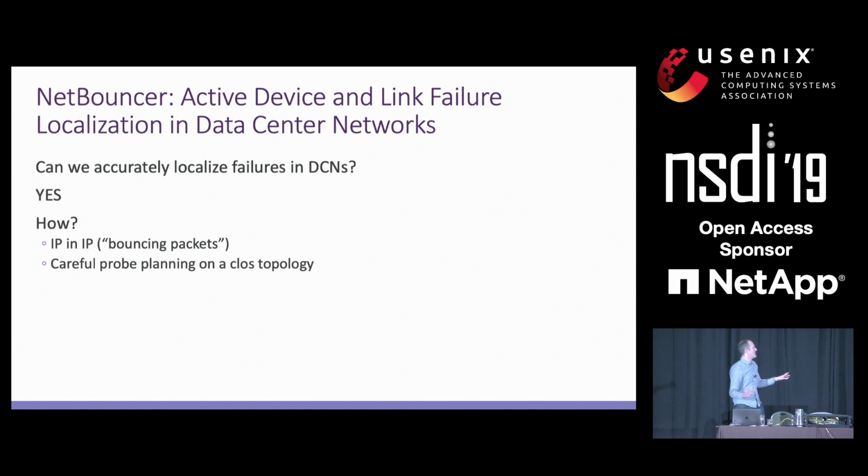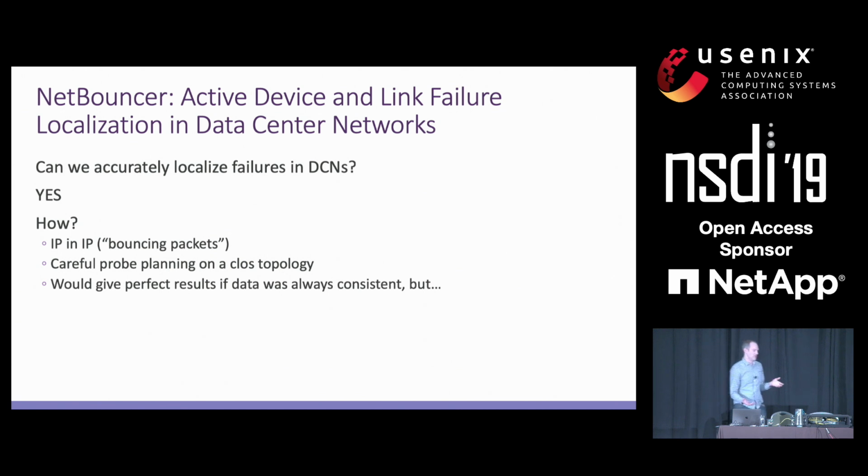Oh, it's not machine learning yet. OK, so there's some techniques that basically talk about bouncing packets using a technique called IP in IP, which is exactly what it sounds like, but there's basically hardware support for bouncing packets into certain places in the network to do probes. And once you realize that you can do this, then you have to be very careful about how you plan your probes on that topology to always identify where the link failure is.